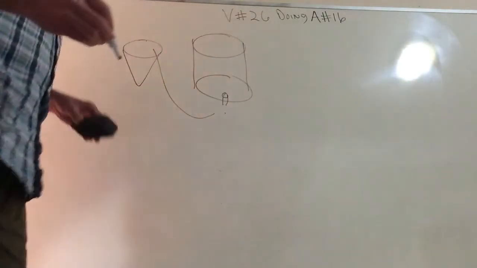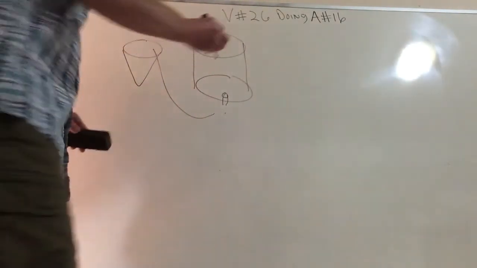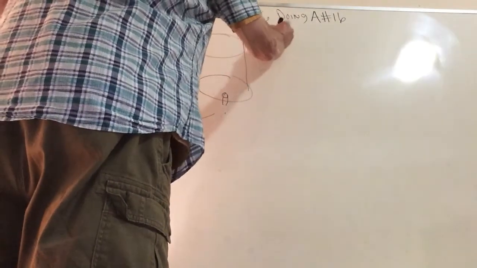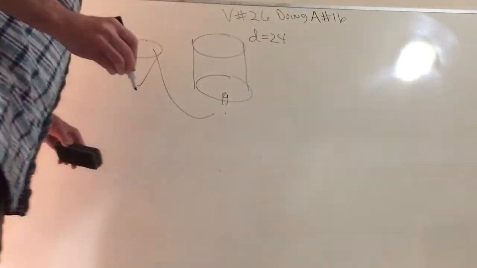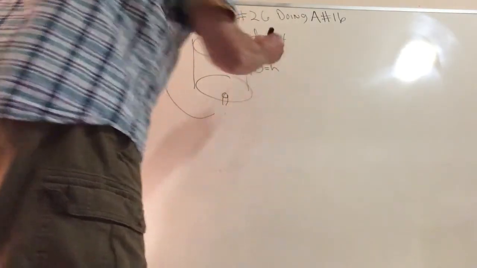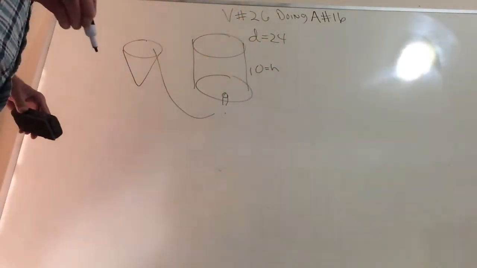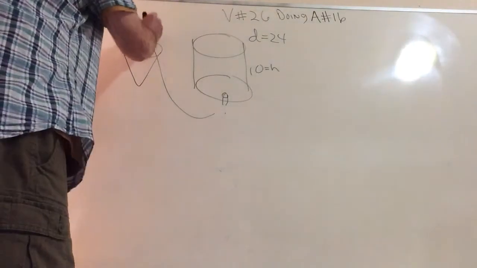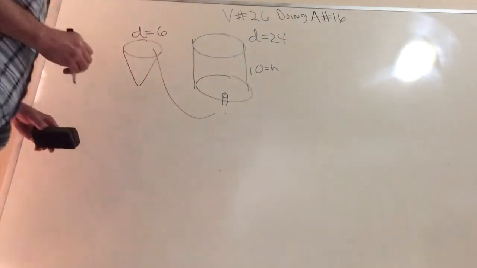And the question would be, if the diameter here is 24, the height is 10. We'll change this today into real-life problems. And the diameter here is 6.